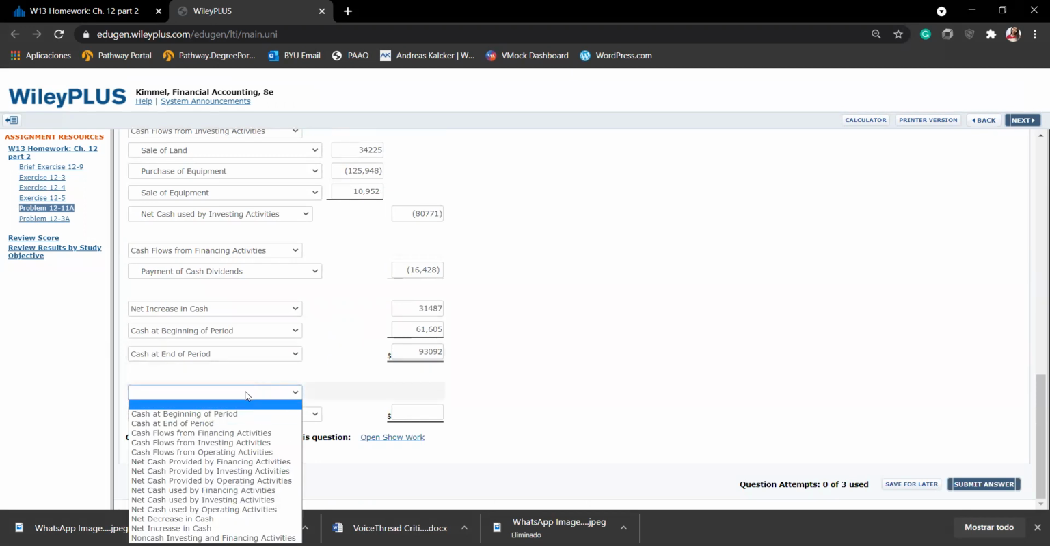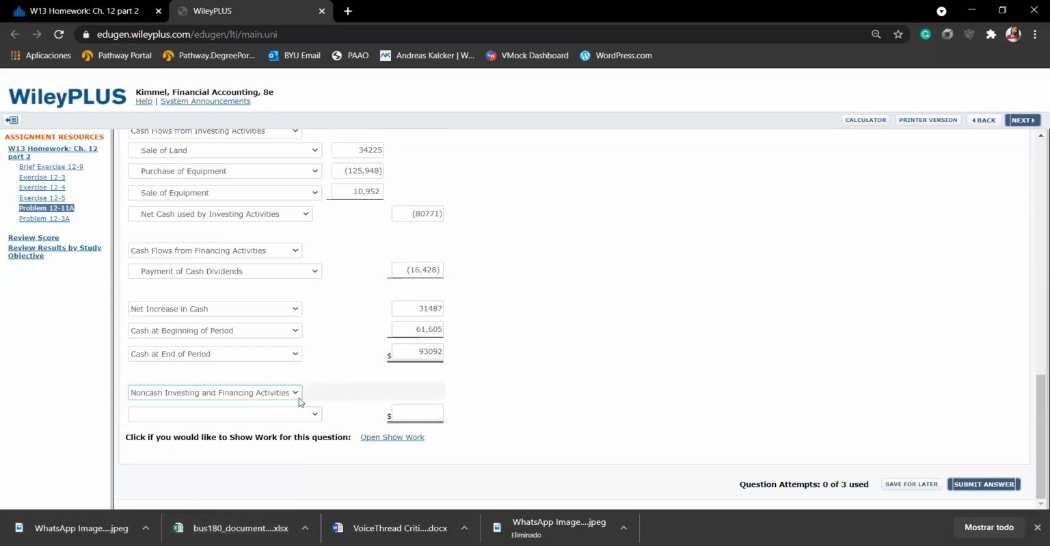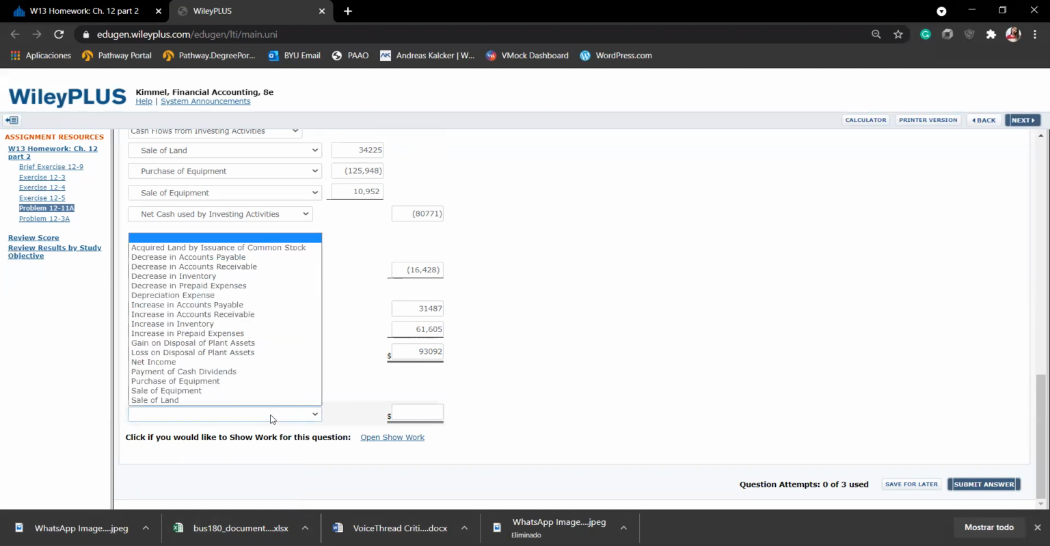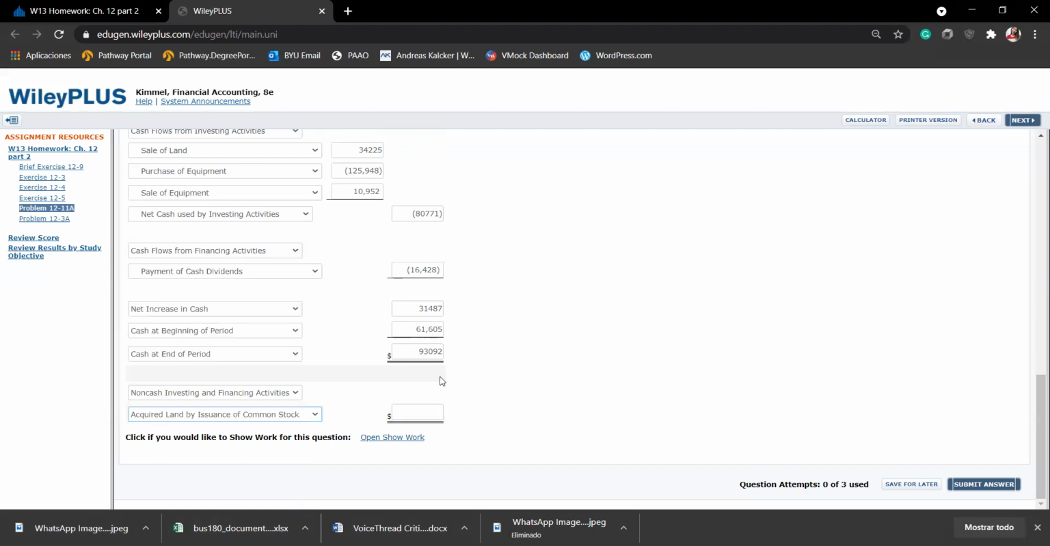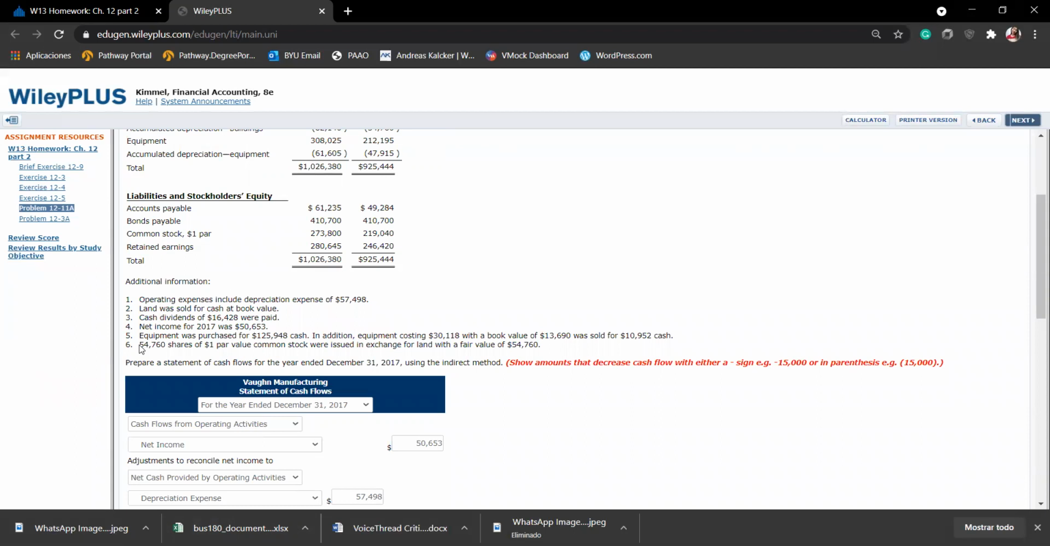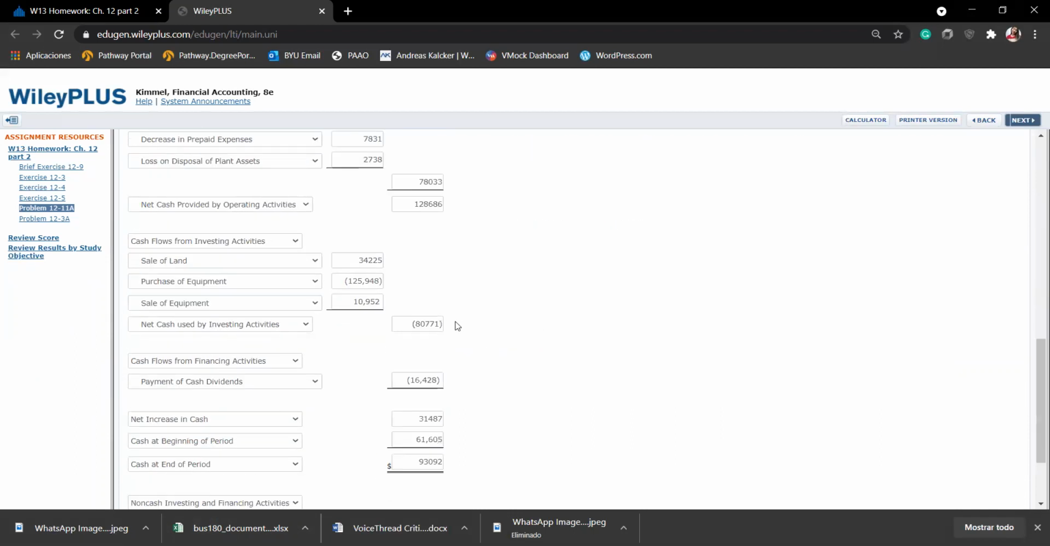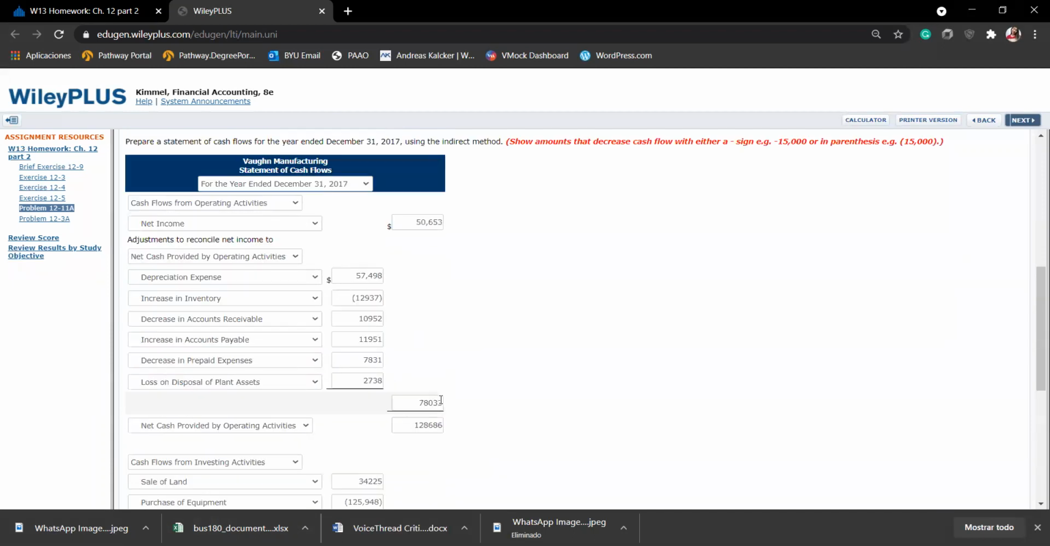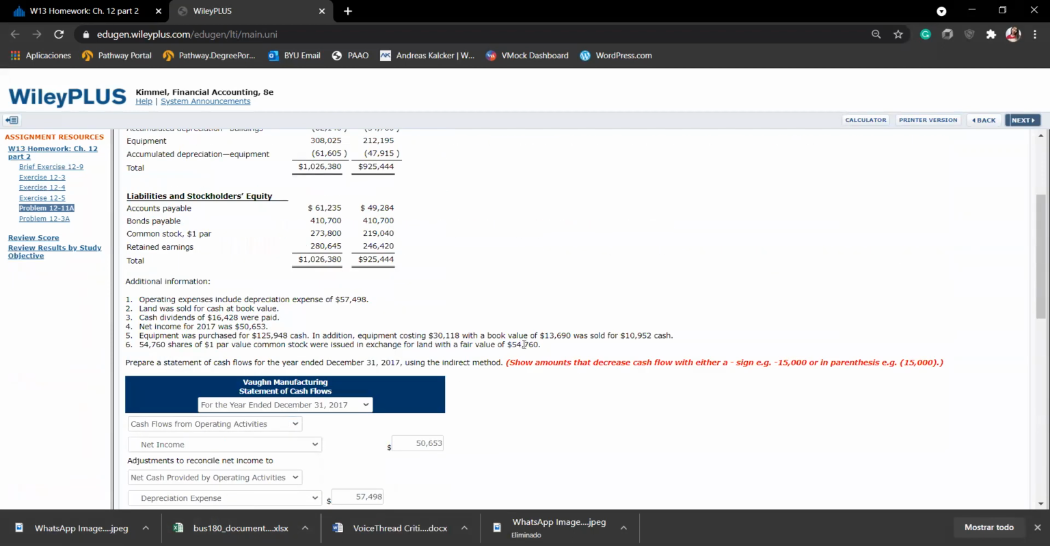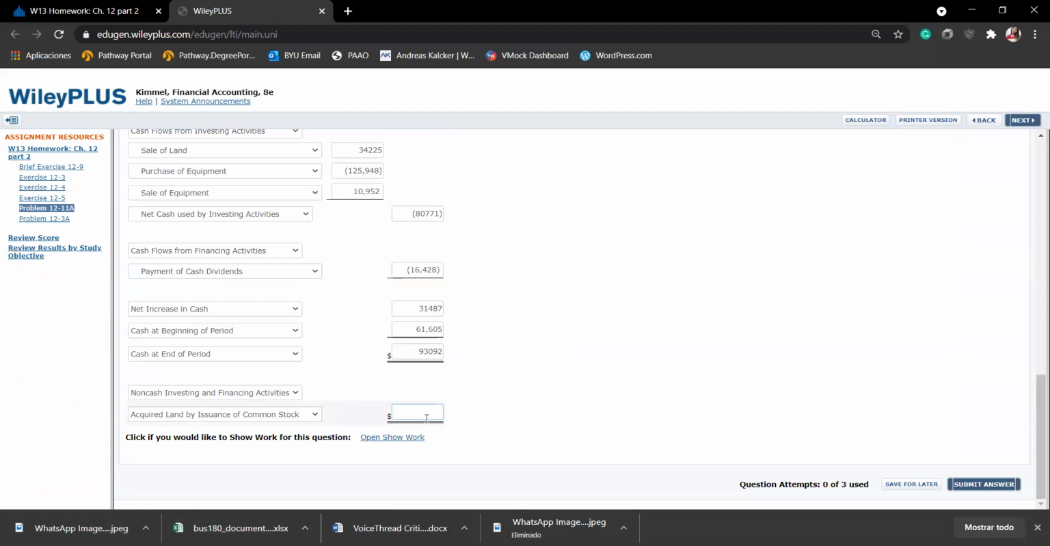Here we have the non-cash investing and financing activities. This means that they don't affect cash. Here is acquired land by issuance of common stock. What we talk about number 6, these shares of $1 par value common stock were issued in exchange for land. And that is what we enter here. The amount, or the fair value of that land. Paste it here. And we finished.